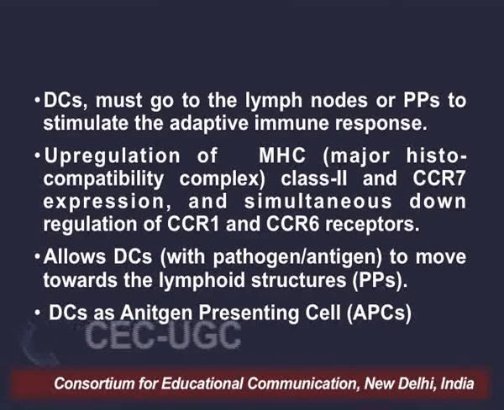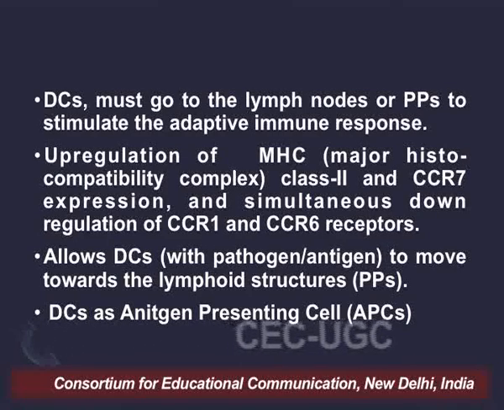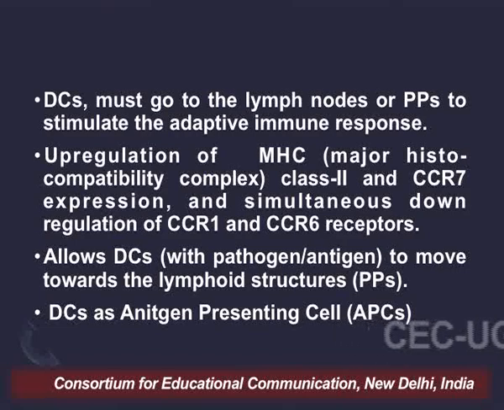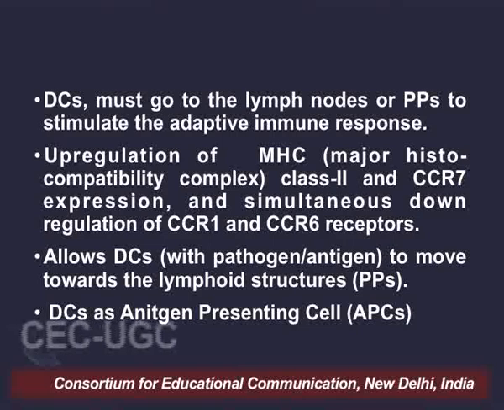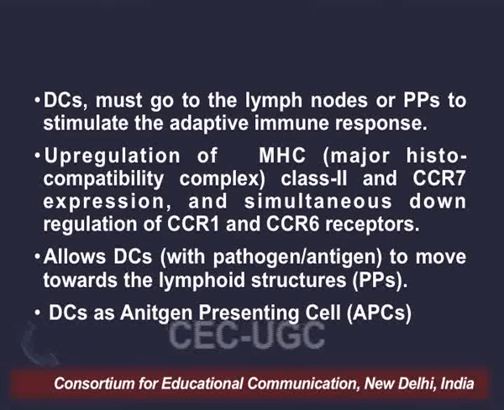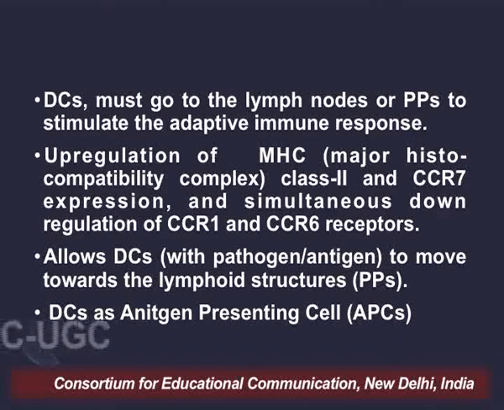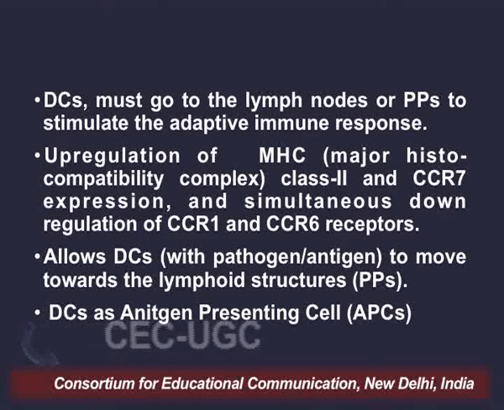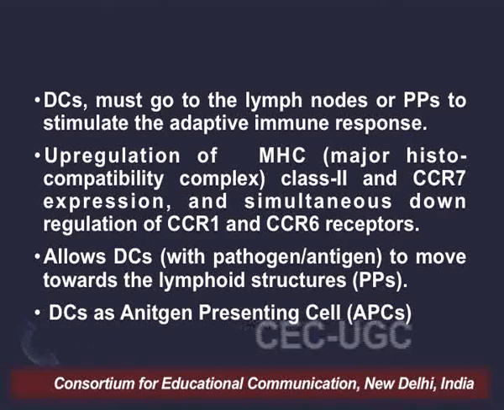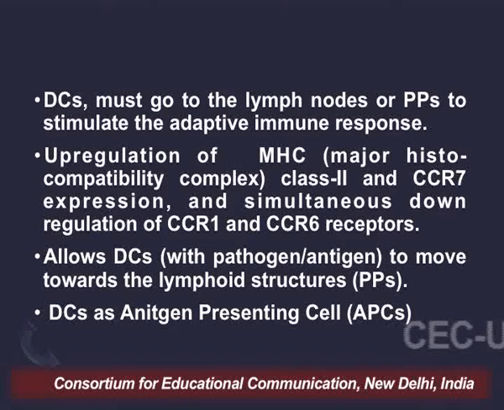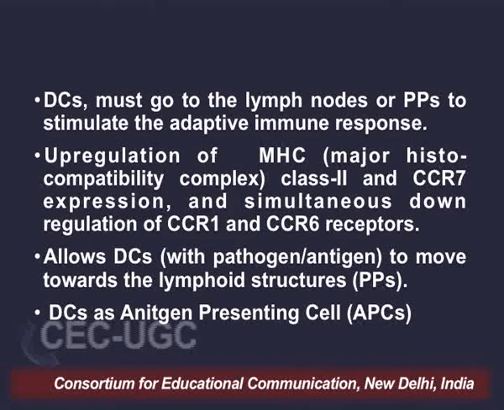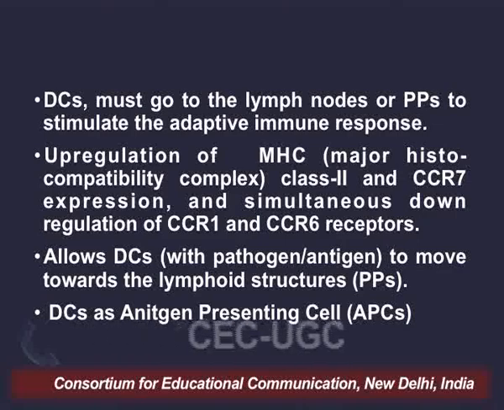Now when dendritic cells were attracted towards the epithelial cell, this CCR7 receptor was downregulated, and once they capture the pathogen, the CCR7 receptor gets upregulated and the CCR1 receptors are downregulated, which took them to the epithelial cell. So this upregulation and downregulation now allows the dendritic cells to move away from the epithelial cells and migrate towards the lymphoid structures, which are Peyer's patches or the mesenteric lymph nodes.